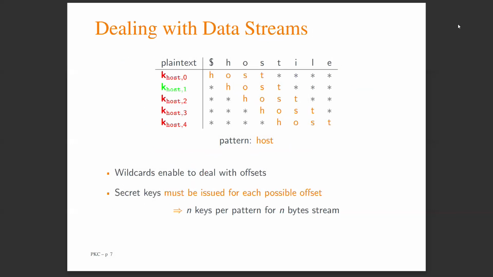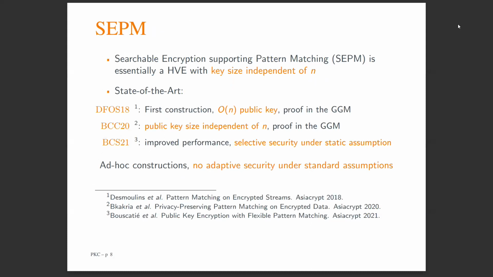But the problem is that the pattern can be contained anywhere in the stream. So it means that in practice, if you want to use hidden vector encryption, you will have to provide a secret key for each possible position. So for example, if you want to encrypt n bytes, you will have to provide n keys for a single pattern. So this has led to the design of a new primitive, which is called searchable encryption supporting pattern matching, SCPM, which can essentially be seen as a hidden vector encryption with key size independent of n.